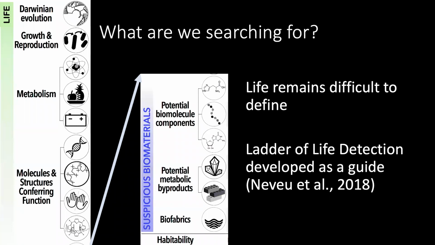But a lot of these things are challenging, particularly once you get into the suspicious biomaterials category, because they could be life. It's possible. They could also be an abiotic process because life exploits the same chemical processes that occur abiotically. Life just tends to do them faster. And so it is actually incredibly challenging to look for life.